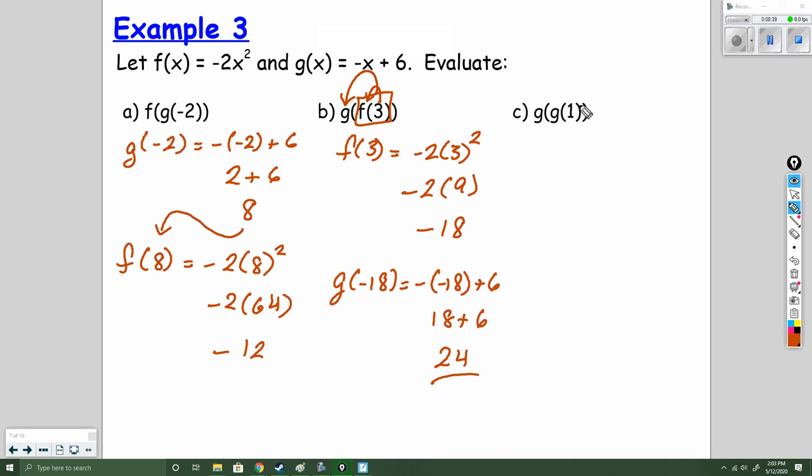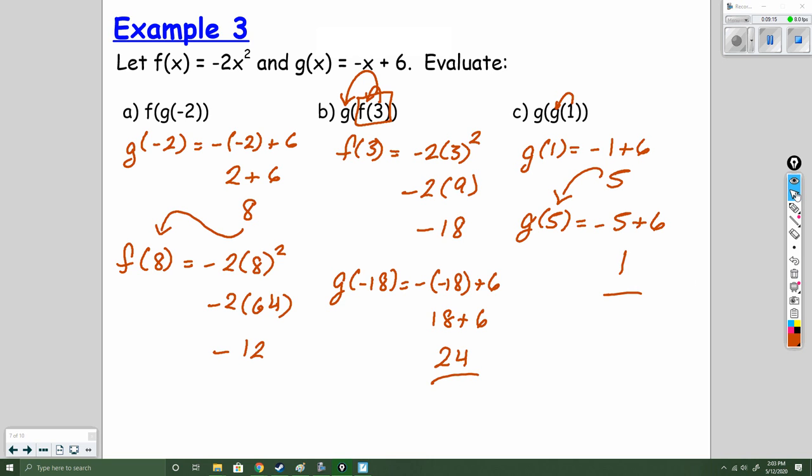Now part C looks kind of weird. It says g of g of 1. That means we're first going to plug 1 into function g, and with whatever we get out, we're going to plug that into g as well. So g of 1 is just negative 1 plus 6, which is 5. Now let's plug that right back into the same function. So now we have negative 5 plus 6, which is positive 1. So g of g of 1 is just 1.